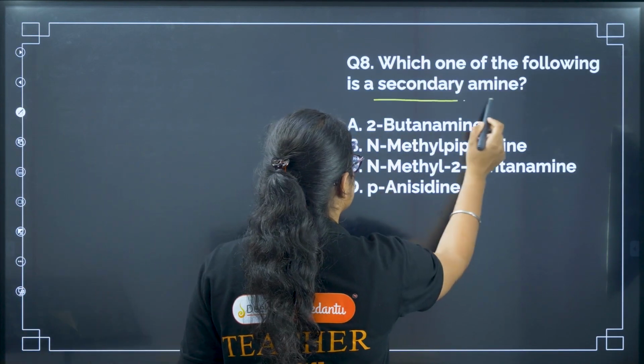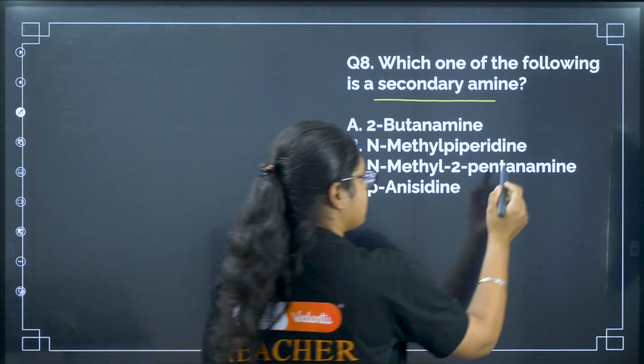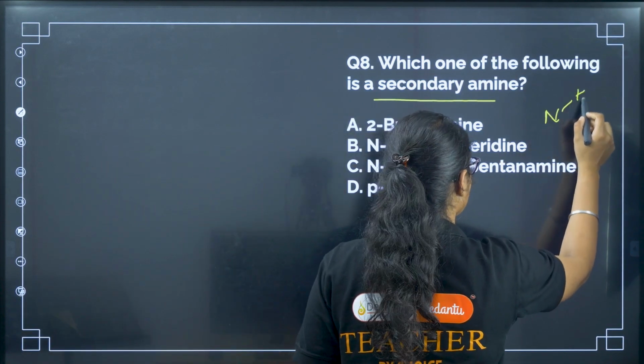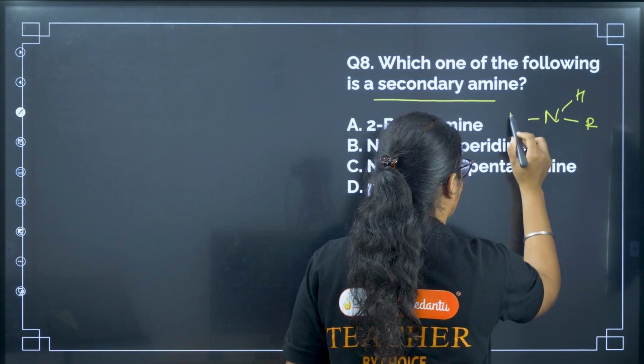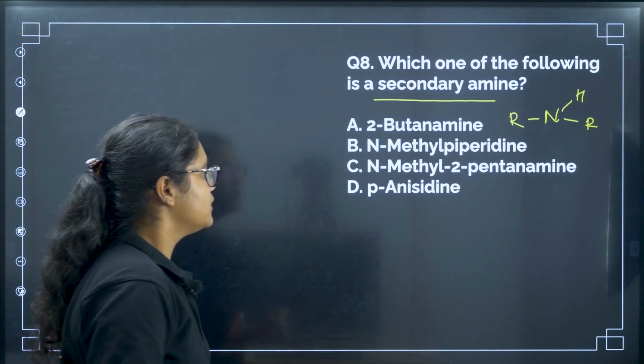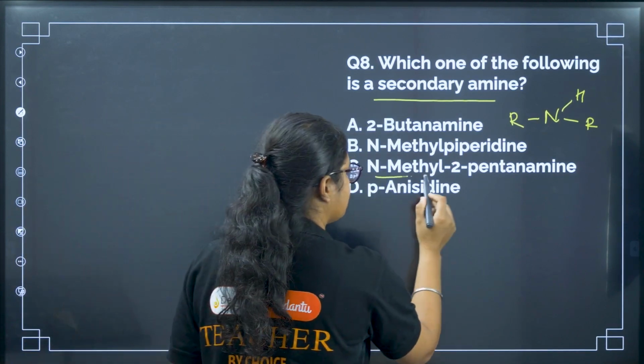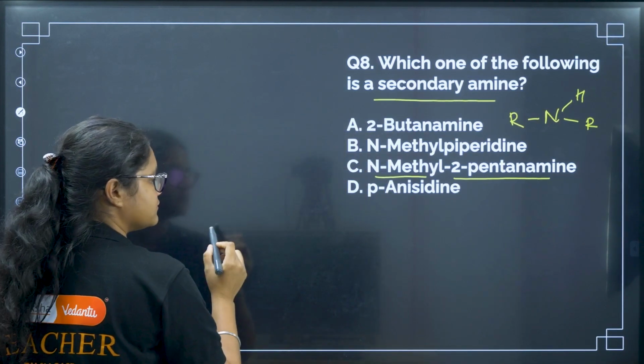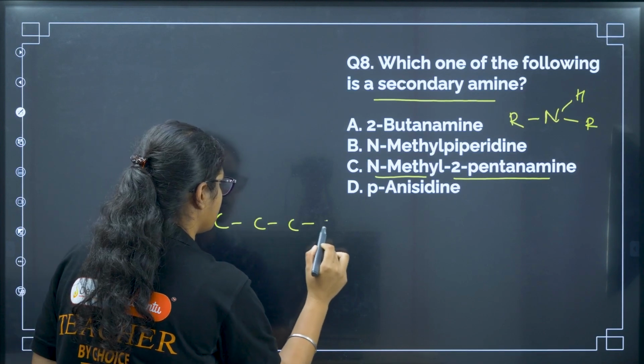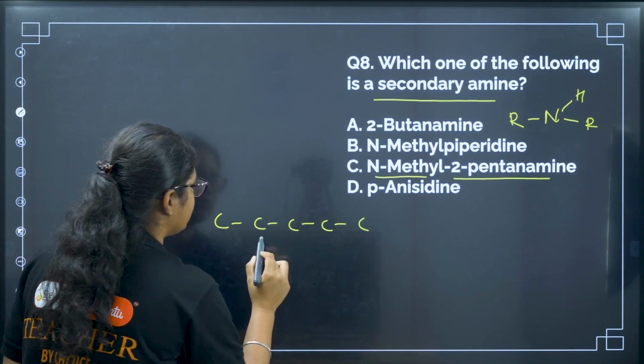Now let us see the next question. Which one of the following is a secondary amine? For a secondary amine, the structure has R and R on the nitrogen. We have the option N-methyl-2-pentanamine. If I draw this one, we have N-methyl pentane 2.